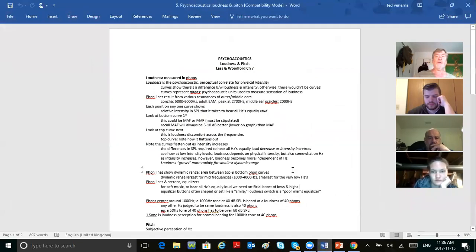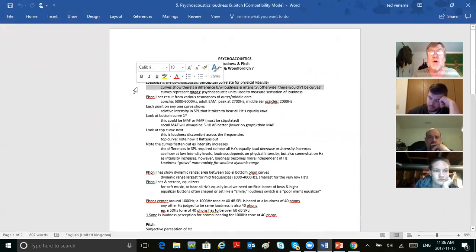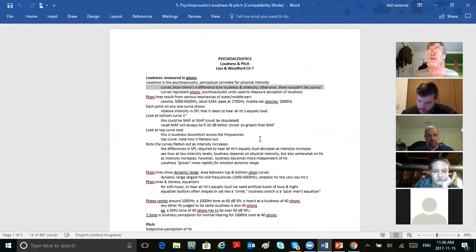All right, now let's look at our notes. What does it say in the notes? Loudness is measured in fons. Loudness is the psychoacoustic perception of intensity. Pitch is the psychoacoustic correlate of frequency. The curves show that there's a difference between loudness and intensity. Otherwise, there wouldn't be curves.